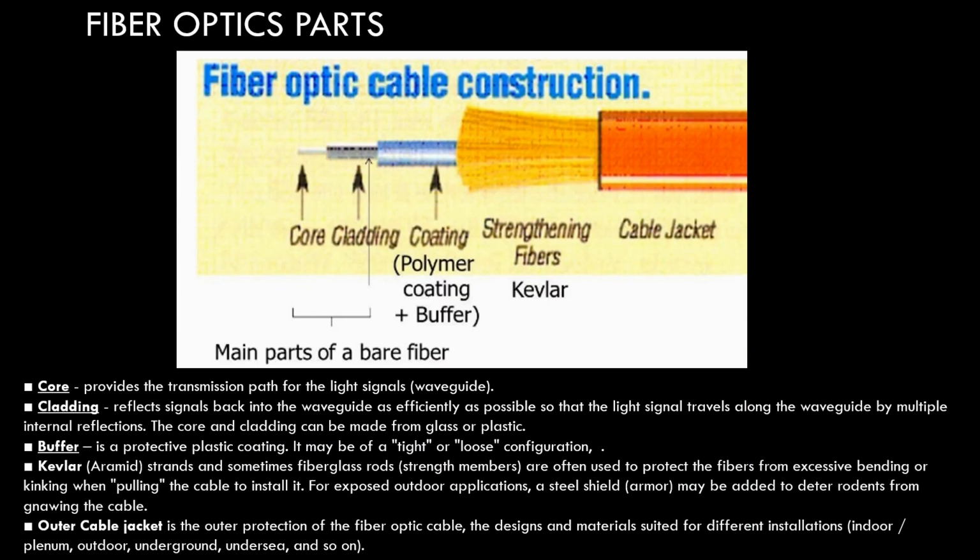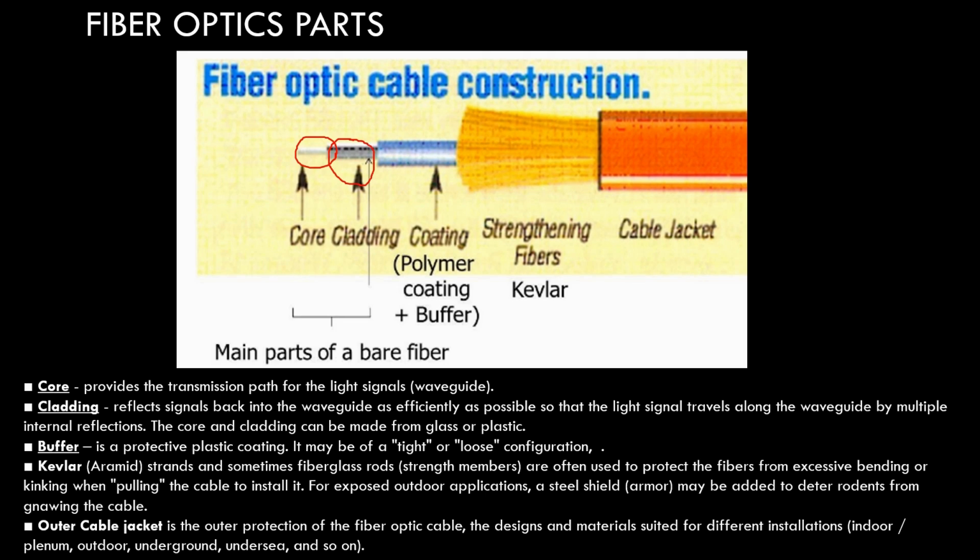We now know the advantage of fiber optics and its weakness. Let us now go to the parts of the fiber optics. So the first part, the most important, is the core. And this is where the light signals travel. And to make the light signals reflect in a waveguide, it must have a cladding.